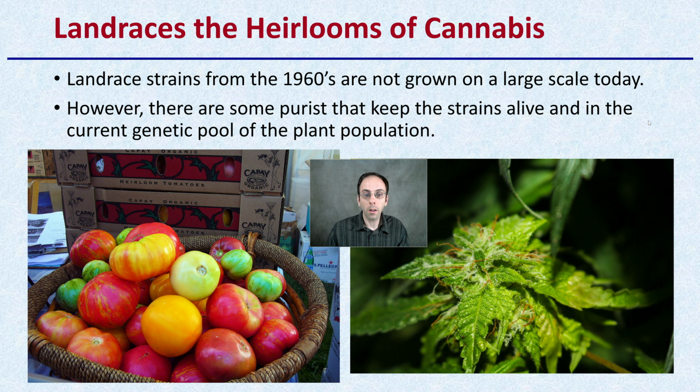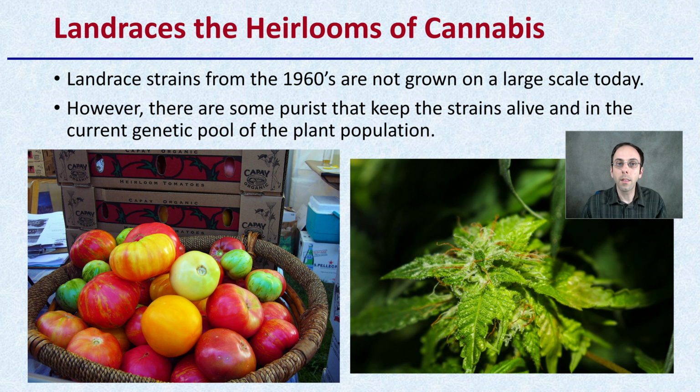Now, landraces of cannabis are like the heirlooms of cannabis, in the sense that those original ones from the 1960s are not grown on a large scale today. However, there are some purists that keep the strains alive in the current genetic pool within the plant population. I relate this to heirloom tomatoes, which you may be very familiar with. These particular tomatoes may not yield the best or have certain qualities that might be advantageous, but also some drawbacks. But to preserve those original strains, original genetics, they are still grown to this day for incorporation into hybrids or grown to the final end product themselves.